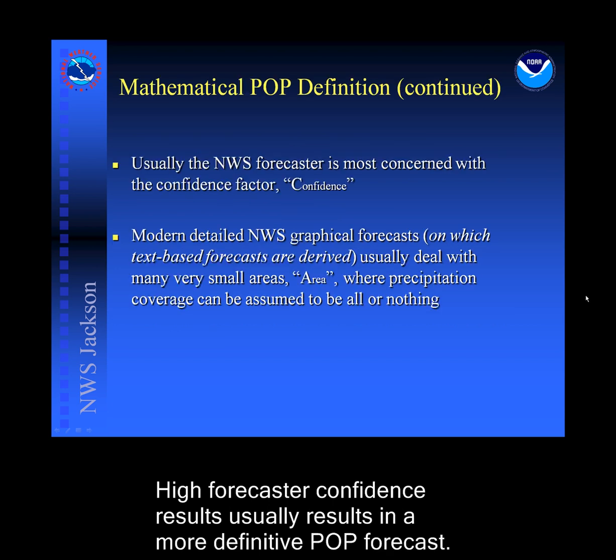Usually, the National Weather Service forecaster is most concerned with the confidence factor. This is largely because the modern detailed National Weather Service graphical forecast, from which text-based forecasts are derived, usually deals with many small areas where precipitation coverage can be assumed to be all 100% or nothing, 0%. As a result of this, it is obvious that high forecaster confidence usually results in a much more definitive POP forecast.